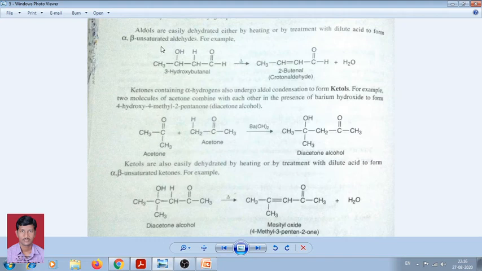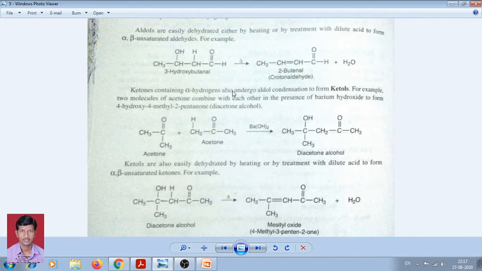Therefore, whatever product is obtained in aldol condensation gets easily dehydrated in the presence of acid or by simple heating to form alpha beta unsaturated aldehydes. Now, condensation reactions also take place between ketones. Ketones containing alpha hydrogen also undergo aldol condensation reactions.